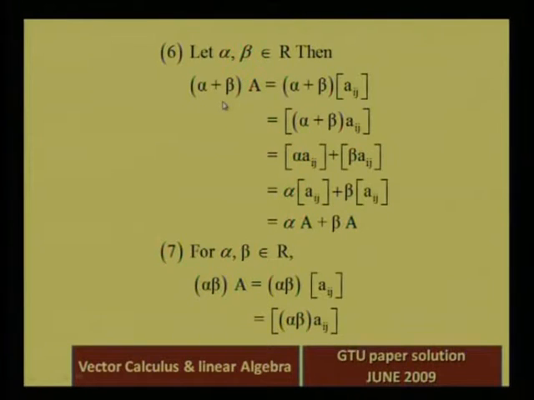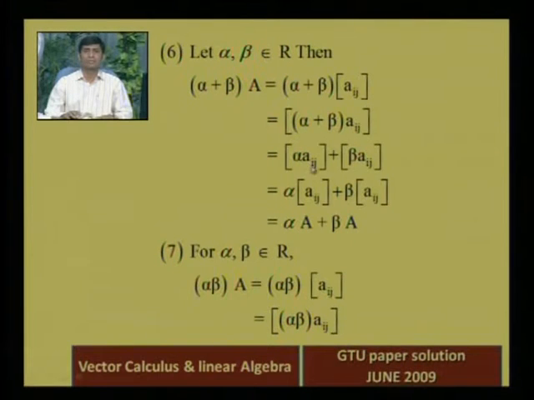Next one is again the distributive law for the scalars. Alpha, beta belong to R, then alpha plus beta into A is equal to alpha plus beta into aij, that is equal to alpha aij plus beta aij. Now you can understand, using this property, how we prove that alpha plus beta into A is equal to alpha into A plus beta into A.